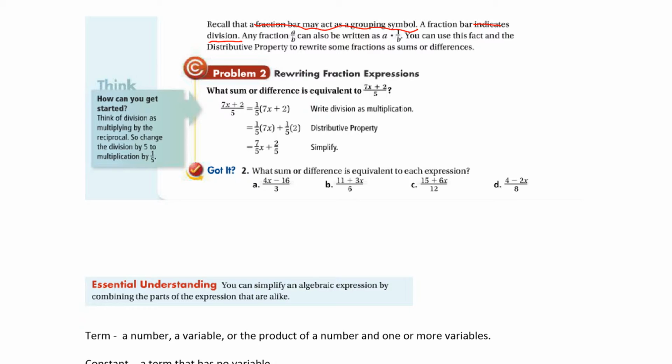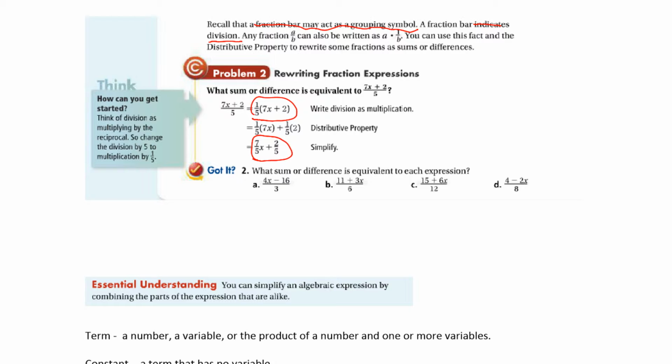So if we look here at problem 2, rewriting fractional expressions, we ask what sum or difference is equivalent to 7x plus 2 divided by 5? Okay, we can think of that in a couple different ways. We can think of it as meaning 1/5 times 7x plus 2, and then use our distributive property, distribute the 1/5, and we get 7/5 x plus 2/5.